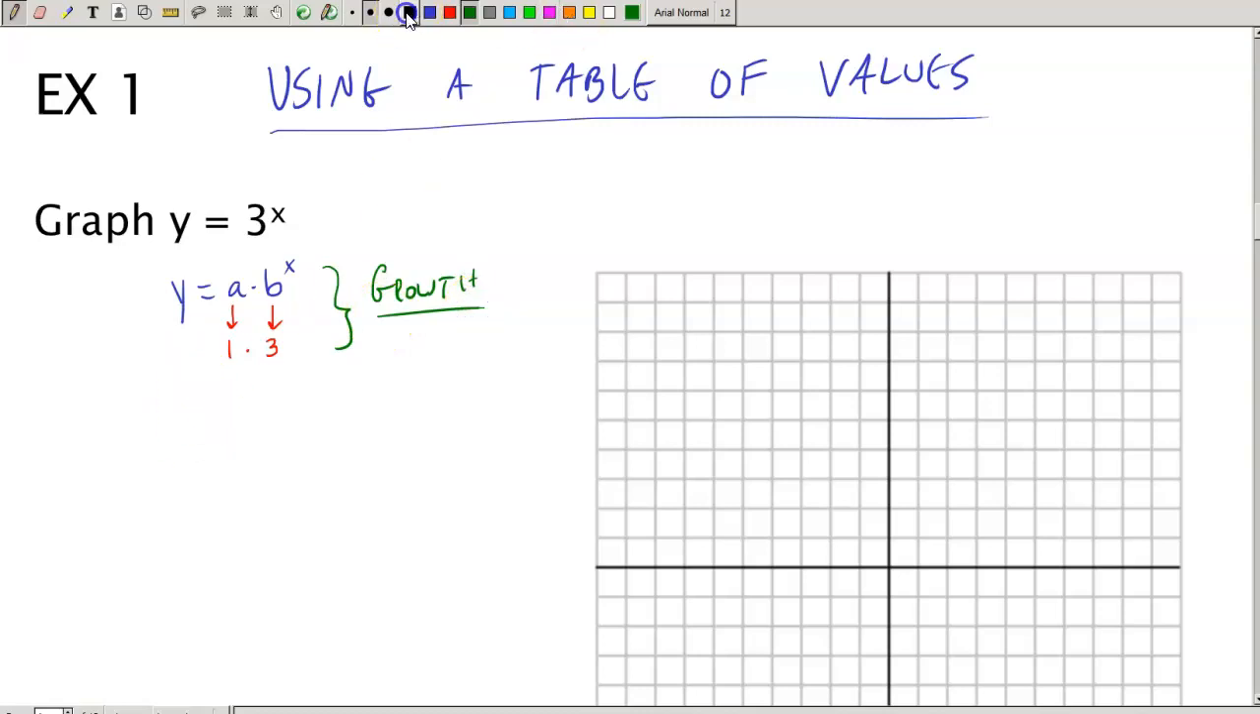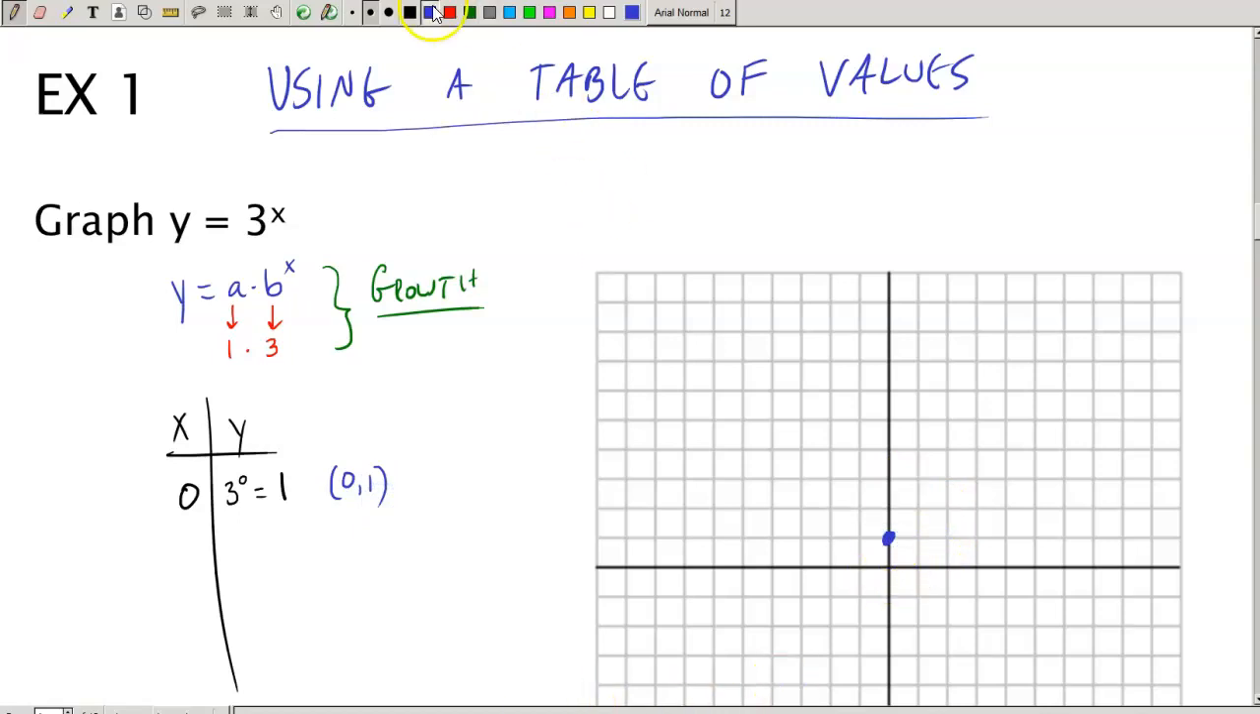And if we use a table of values, it's really simple. We'd make an x and y chart, and we would start plugging in values for x. So we could plug in, let's just start with 0. We'd say, what is 3 raised to the 0? Well, 3 raised to the 0 is 1, right? Anything raised to the 0, that we learned with exponents in chapter 5 or 6, is 1. So that would be a point on our graph, (0, 1). And we can plot that. So there's our first point.